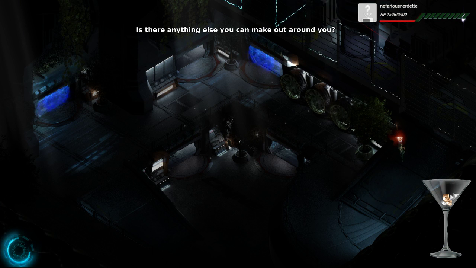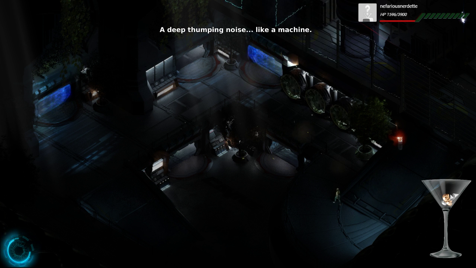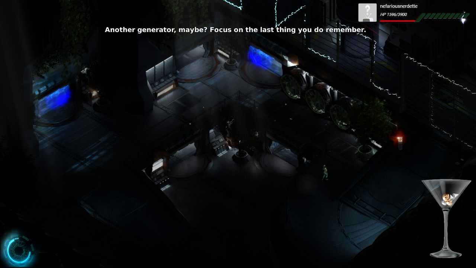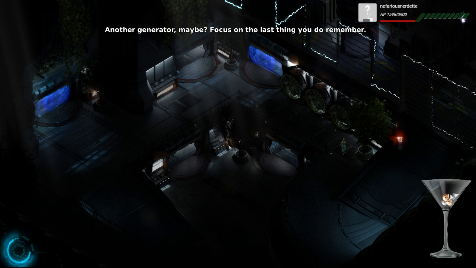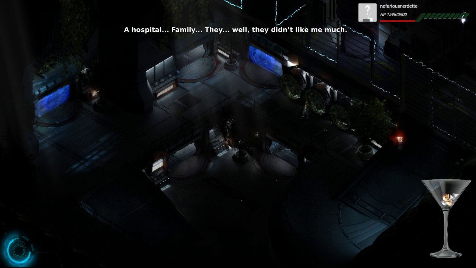Is there anything else you can make out around you? No. Deep thumping noise. Like a machine. Another generator, maybe? Focus on the last thing you do remember. I can't. There are flashes. She's walking on her own. I didn't click her over there.